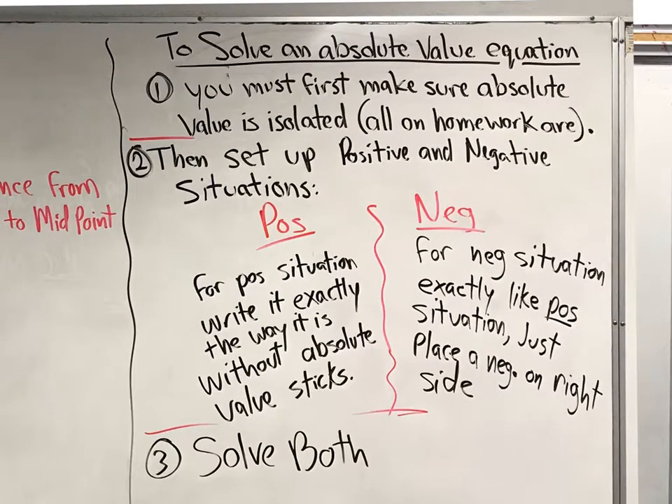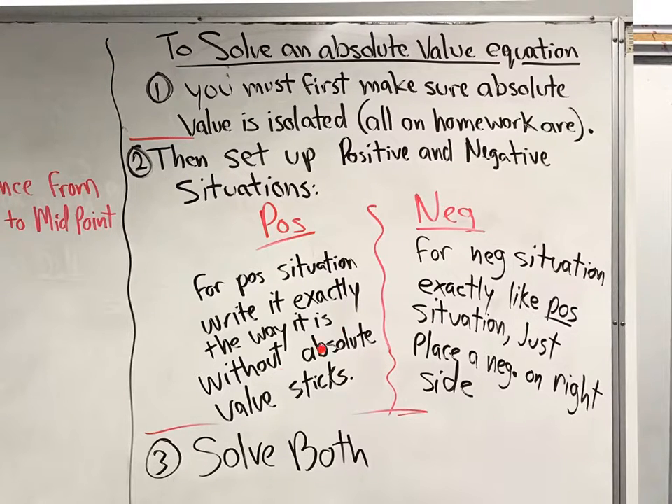It says, to solve an absolute value equation, you must first make sure that the absolute value is isolated all by itself. And on all of our homework in this section, it's already done for us, right? So step 1 isn't even there. All you do is jump straight to step 2. And what is step 2? The setup. You do the positive situation and the negative situation.